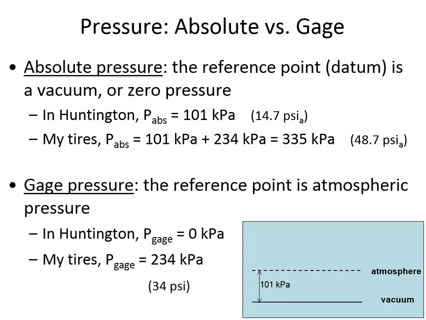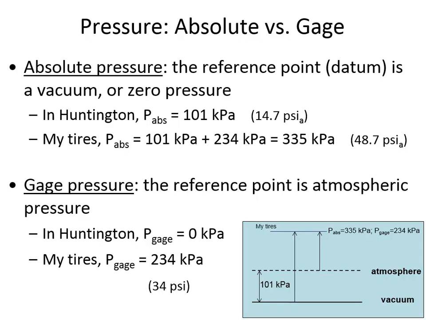And so just consider that if you had a graph where vacuum is below atmospheric pressure, and they're differing by 101 kPa. And so atmospheric pressure is 101 kPa above vacuum pressure. So then my tires are going to have an even higher pressure than atmospheric. If I measure my tire pressure from the vacuum, then that absolute pressure is 335 kPa. But if I want to know the gauge pressure, then I use atmospheric pressure as the starting point for measuring, and it's 234 kPa.